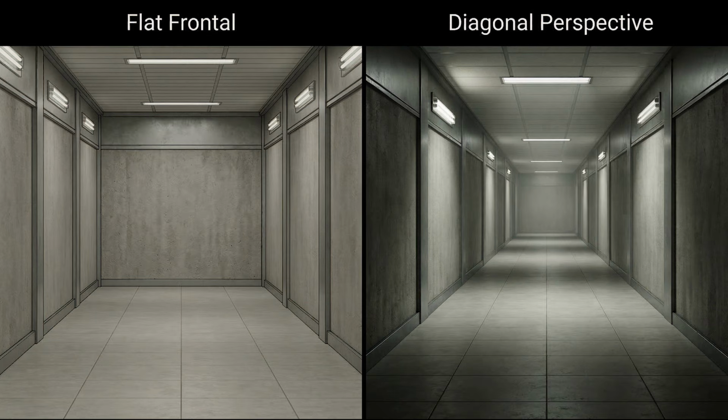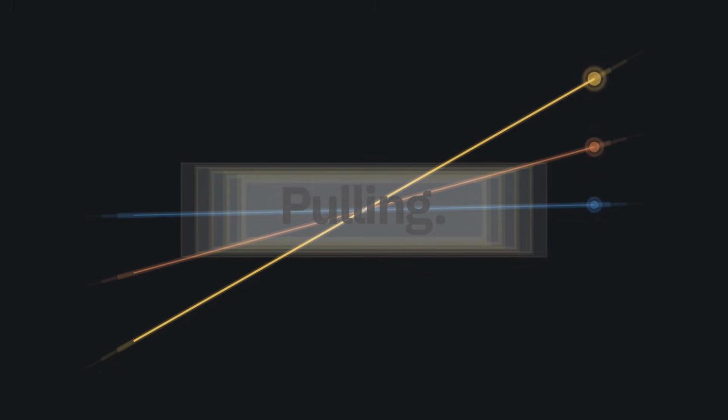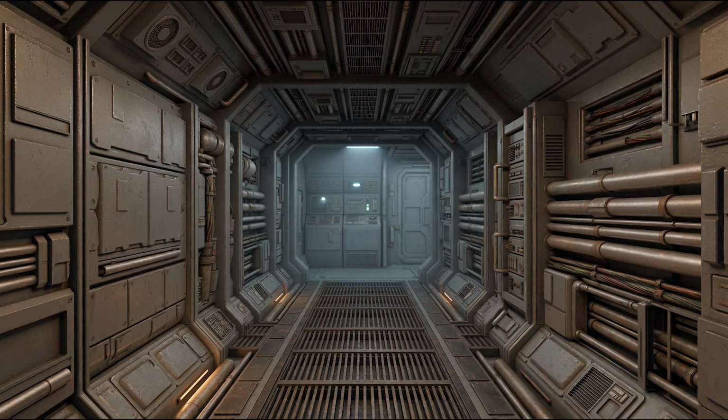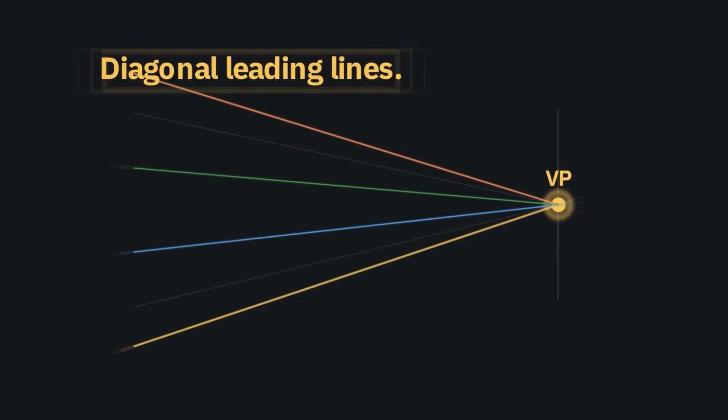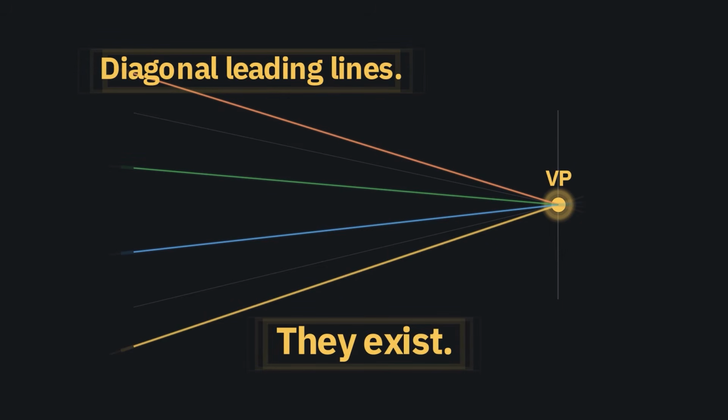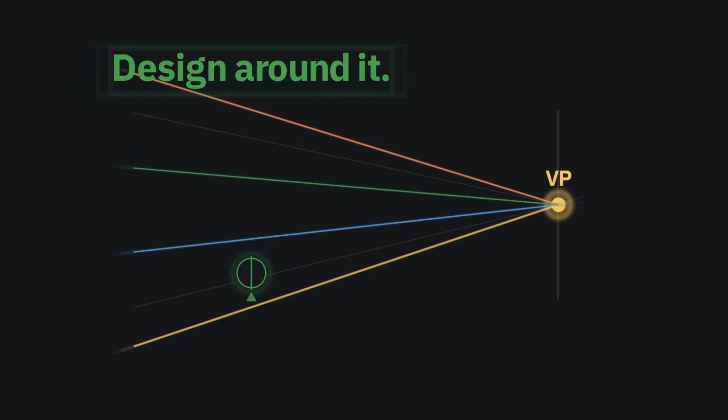This is why a corridor shot with converging perspective lines is so much more engaging than a flat frontal shot of the same corridor. The diagonals are pulling you through the space. The sci-fi corridor example from the visual weight video works perfectly because of this. The walls converging towards a vanishing point are creating diagonal leading lines whether you place them there intentionally or not. This is worth designing around deliberately.